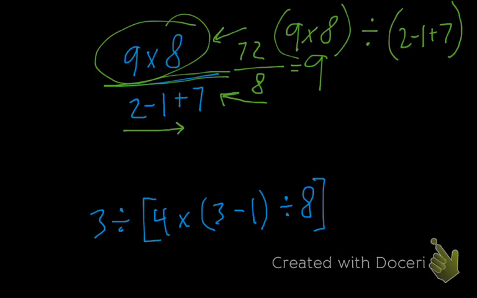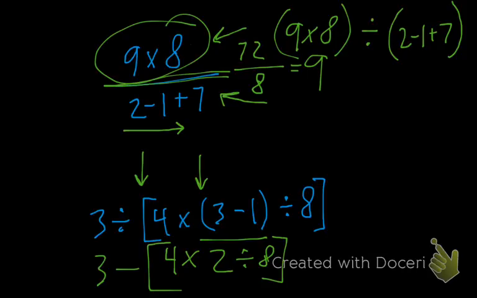And last, I think, last one here, we've got some brackets. These are called brackets, these are parentheses. Brackets basically work just like parentheses. So, we need to do whatever is in the brackets first. Oh, but there's parentheses inside the brackets. So we actually do those parentheses first. 3 minus 1 is 2. So now everything inside this bracket is 4 times 2 divided by 8. Okay, bracket, 3 divided by that bracket.